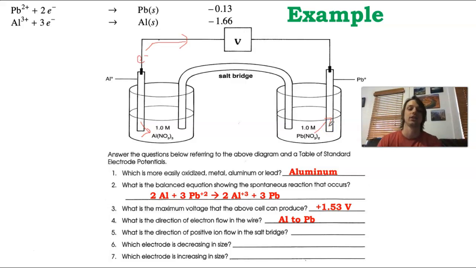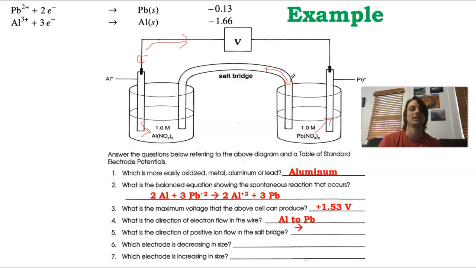Okay, what is the direction of positive ion flow in the salt bridge? So positive ions are increasing over here at the anode where oxidation has occurred. And the positive ions are decreasing over here at the cathode where reduction is occurring. So the lead ions would need to be replenished here. So the positive flow of ions would always be going towards the cathode, where reduction occurs. All right, so left to right.